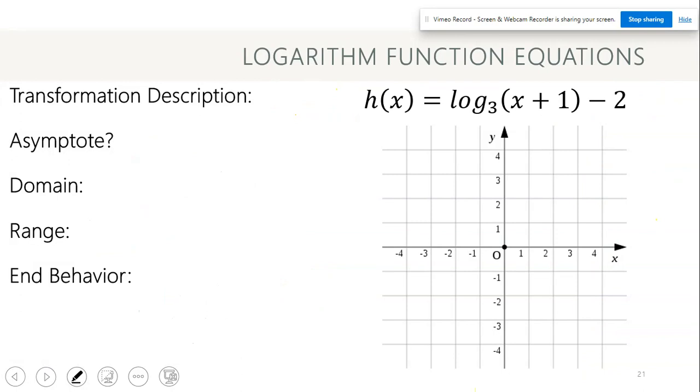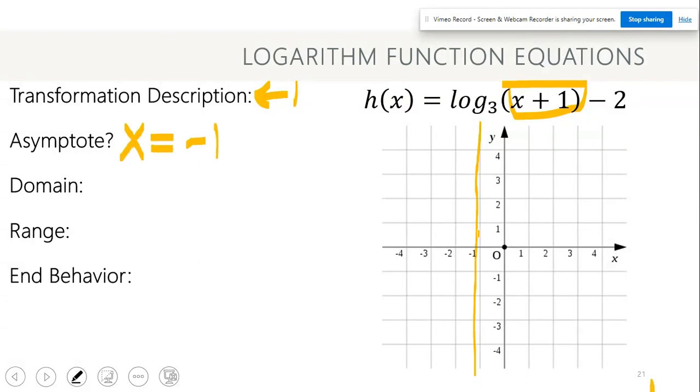Let's do, I think this may be the last one. Log base 3 of x plus 1, minus 2. Describe it in words. What is happening to this function? We have x plus 1 in parentheses, our input value. That means we are moving to the left 1 unit. Go ahead and put in your vertical asymptote at x equals negative 1, because we're crossing the x-axis at negative 1.